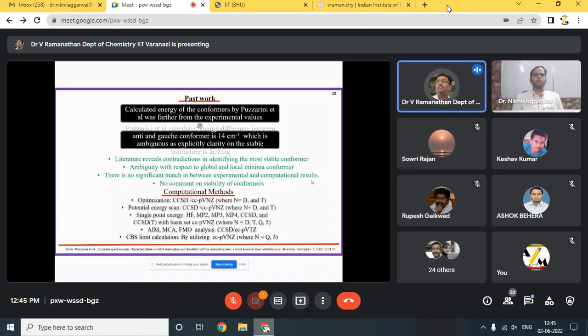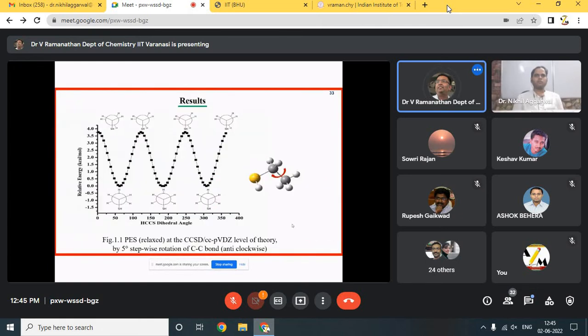If you review the literature, past work, there has been a lot of ambiguity. Even as late as 2014, the experimental methods are observed. People have not come out with clarity from a computational point of view as to which conformation is seen in the experiment. So we took this up, and I'm happy to share that we are able to give a detailed analysis of the computational controversy in the computational aspect of this ethane thiol molecule.